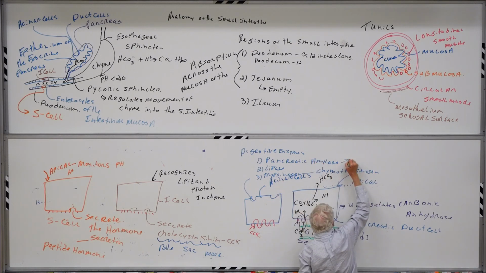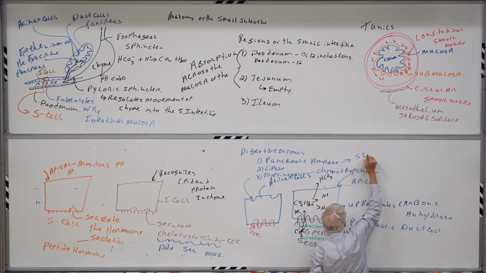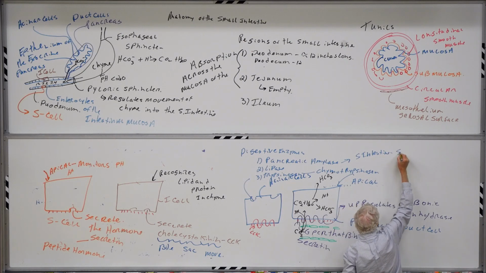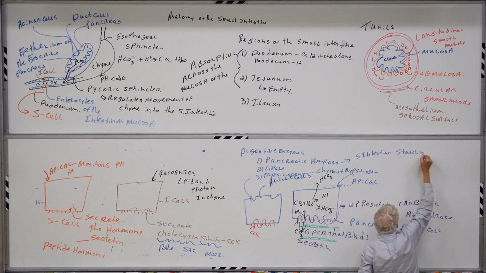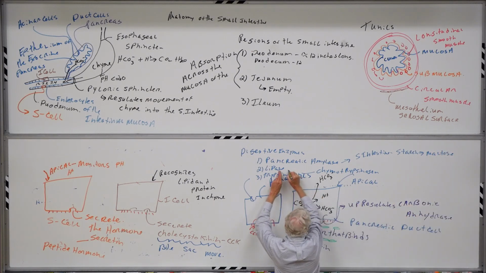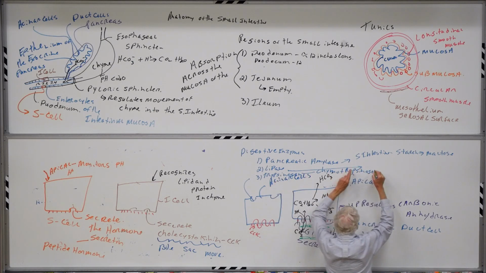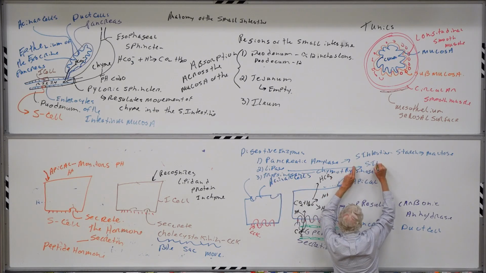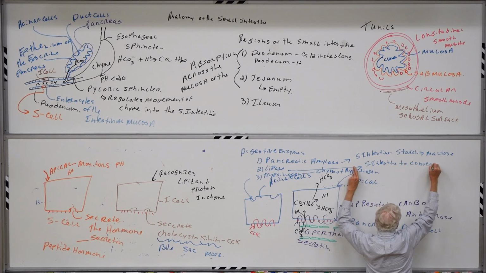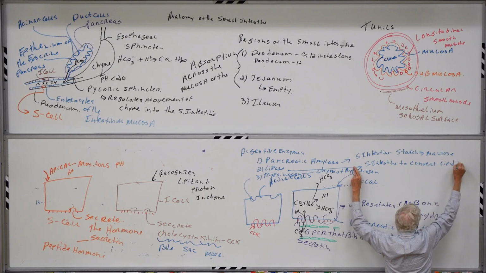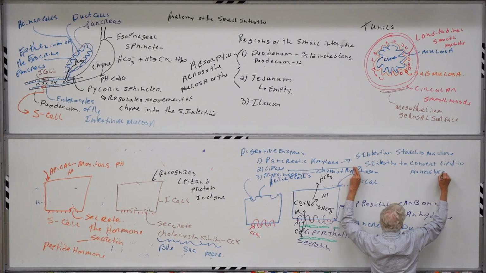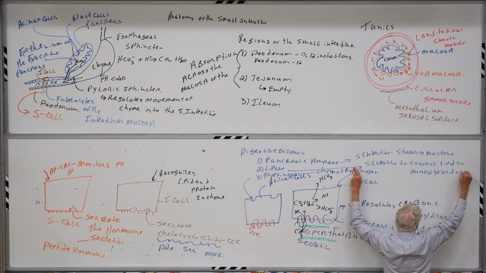The pancreatic amylase is going to work in the small intestine to convert starch into maltose. The lipase, we're going to see, is going to work in the small intestine to convert lipid to monoglyceride and fatty acid.